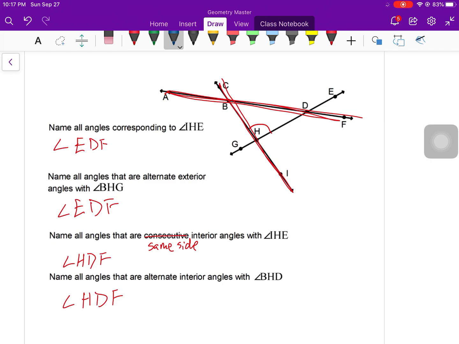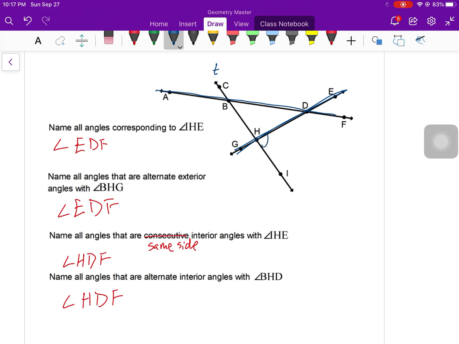So I'm going to do another one in blue. So in blue, this time I'm going to say I'm looking at that angle. I'm going to actually erase these so we can see a little bit better. I'm going to look at that line and that line right there and say that line CI is my transversal. So now do the exact same process.